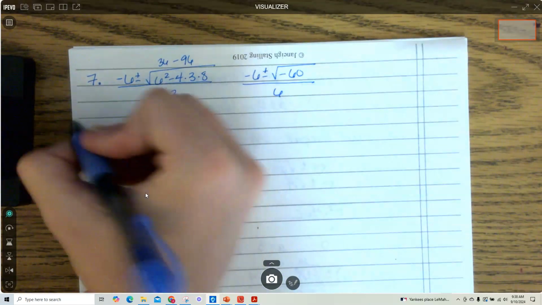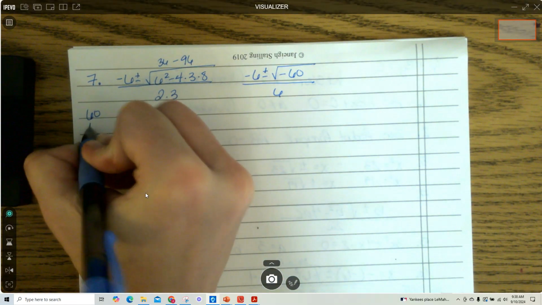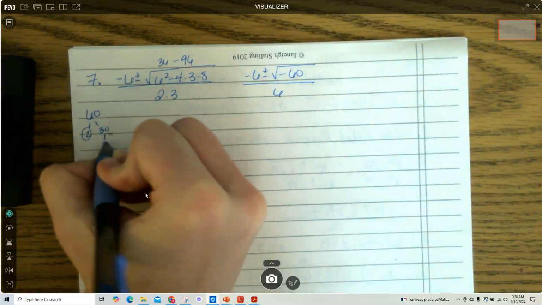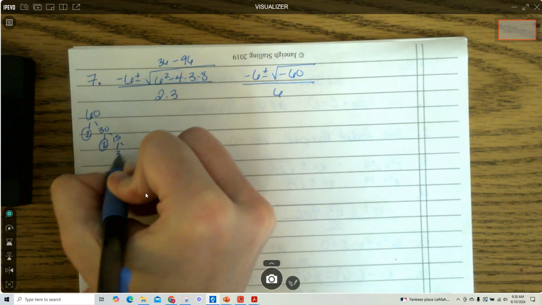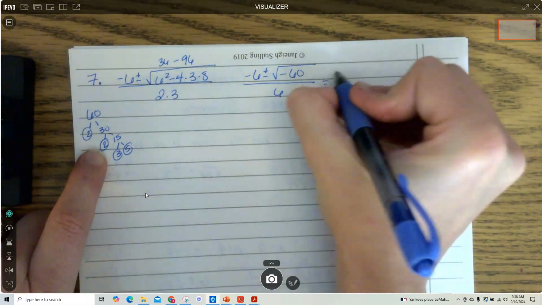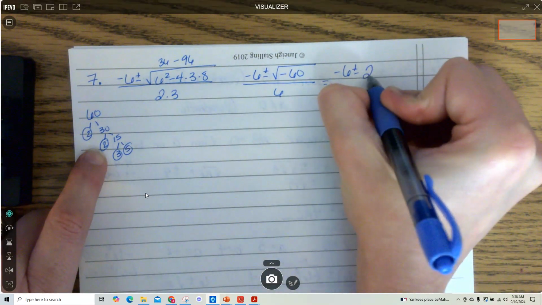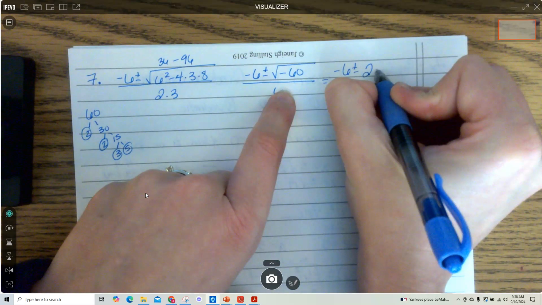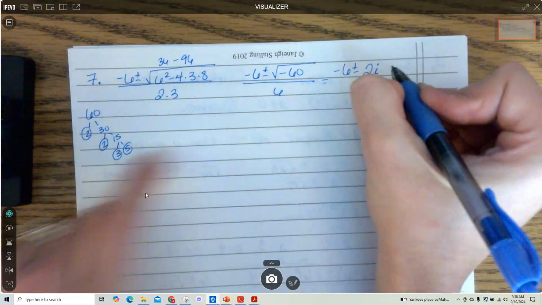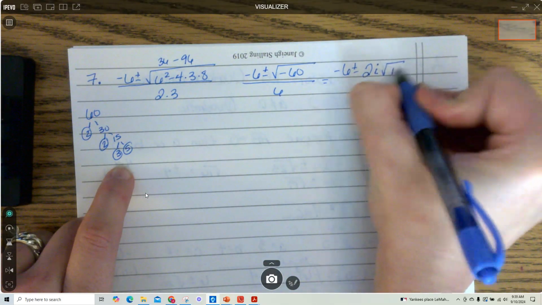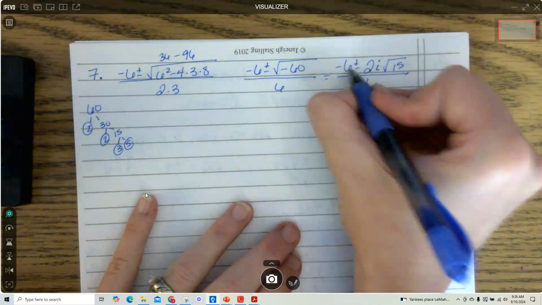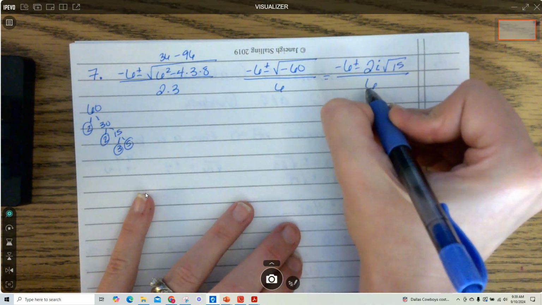Okay, negative 60 is going to be 2 times 30. 30 is 2 times 15. 15 is 3 times 5. So we can pull the 2 out. So we're going to have negative 6 plus or minus a 2. And we're going to pull the negative out, so we're going to make it an i. And then what we've got left is the 3 and the 5. So 15 over 6. All right, so negative 6, this is not going to simplify down all the way.